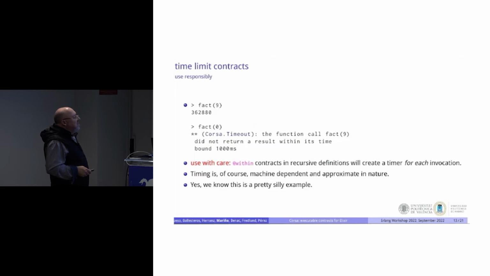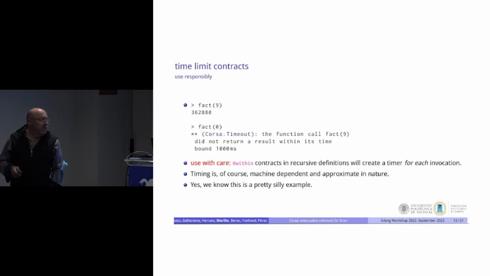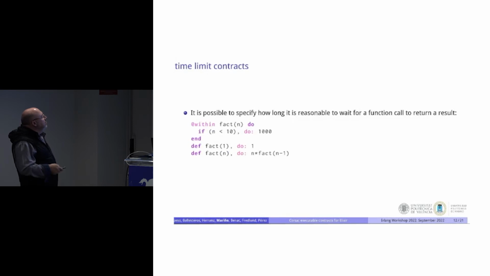Right. Okay, some warnings about the use of time limit contracts. The first thing is that in this particular case, we have a recursive definition. So if we are defining this within a contract, it means that if you call factorial, the time limit should be 3 seconds, right? But this is going to happen for all the recursive calls. So we are starting a timer for factorial of 0, then a timer for factorial of -1, then a timer for factorial of -2, and so on.